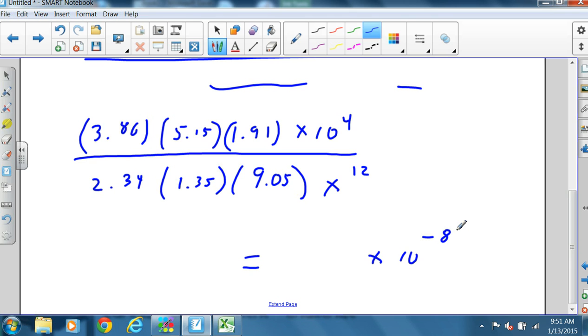3.86 times 5.15 times 1.91 divided by 2.34 divided by 1.25 divided by 9.05, and it looks like I got 1.33. My calculator says 1.328, but I only have 3 significant digits in all my numbers, so I'd only keep 3 of them.